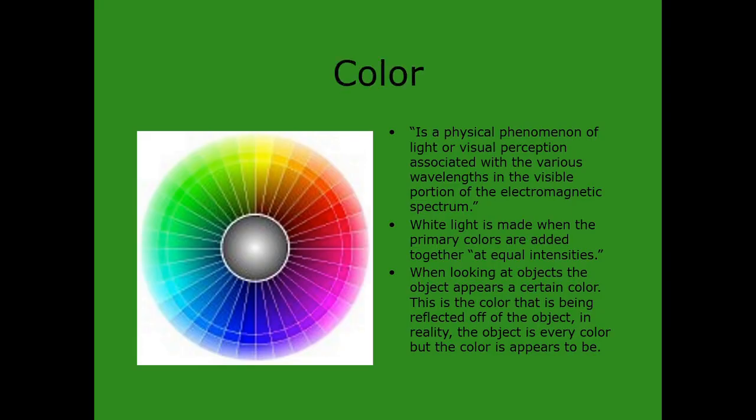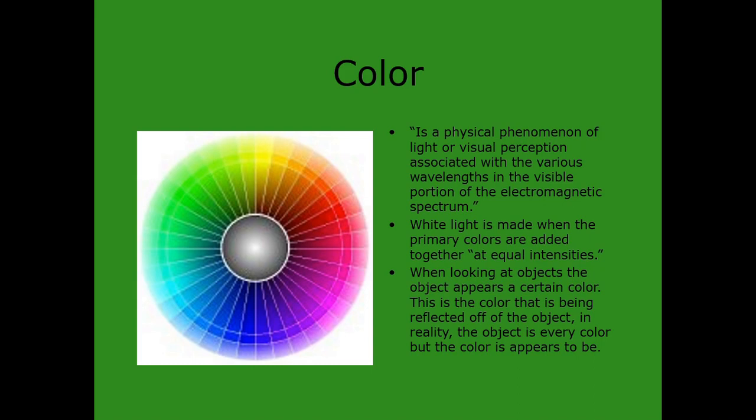The color spectrum. The visible light spectrum allows us to see color. This is a phenomenon of the light or visible perception associated with the various wavelengths in the visible portion of the electromagnetic spectrum. White light is made of primary colors that are added together equally.